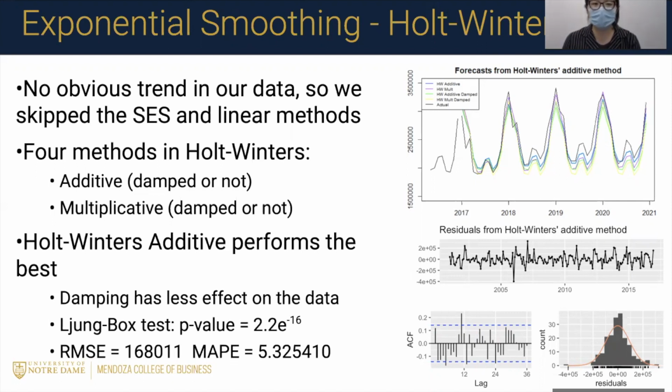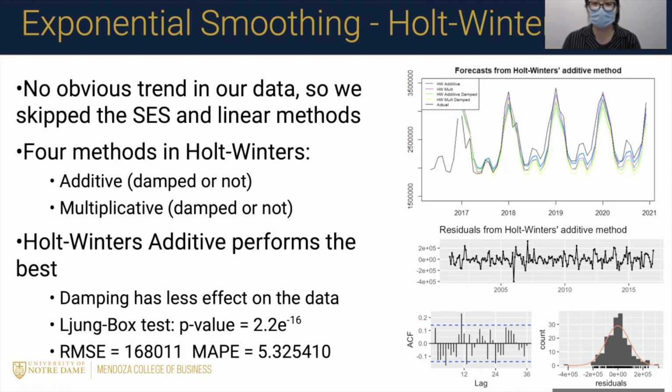From the plot, we can see that all forecast results are quite similar. So we move forward to check the Ljung-Box test results. And all the p-values are approximately equal to 0, which suggests that residuals have autocorrelations. Therefore, we compare the accuracy of all methods, and the Holt-Winters additive method has the lowest RMSE and MAPE.